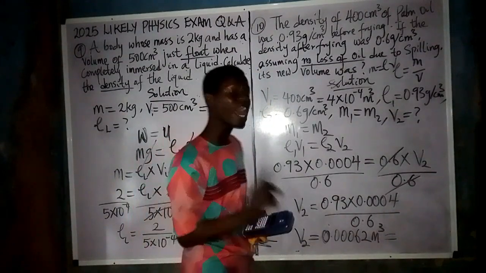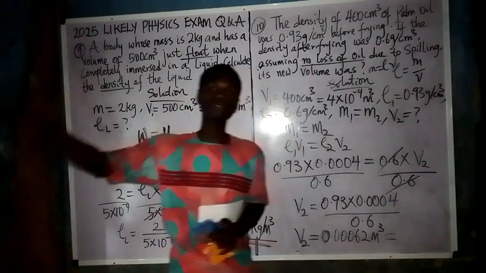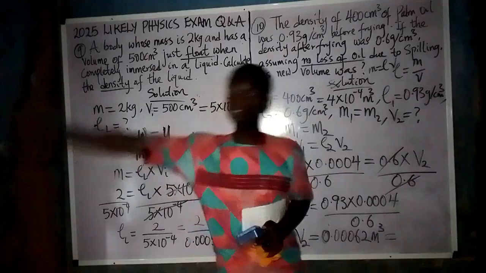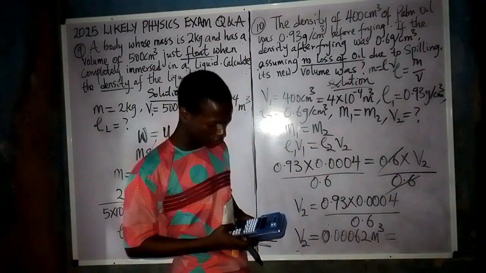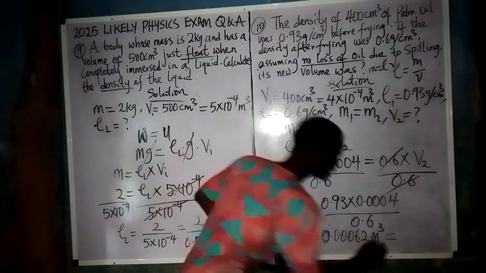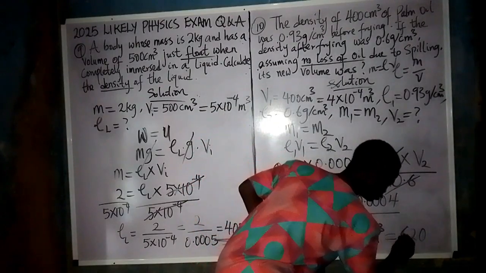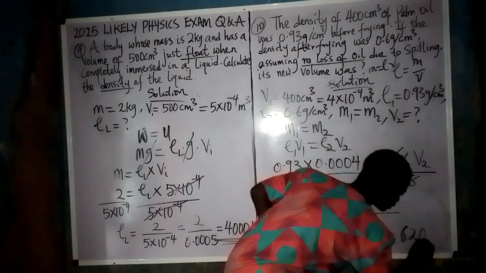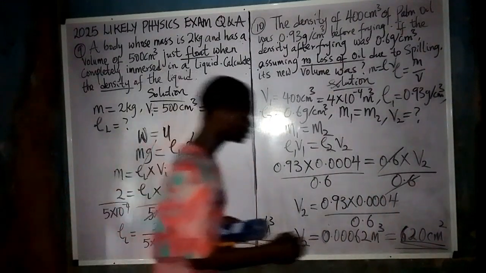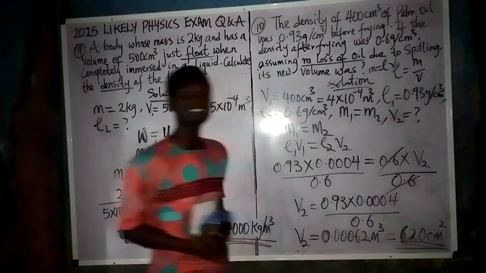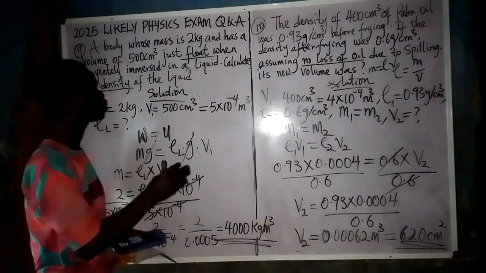Cm cube. How do you do that? From meter cube to cm cube. Remember, from cm cube to meter cube, we divide by 1 million. Now, from meter cube to cm cube, we multiply by 1 million. So let's now multiply our answer by 1 million. When we do that, we have exactly 620. And this is what you see in the option. You will see something like 500 cm cube, 600 cm cube, 620 cm cube. And the answer to the question is what? 620 cm cube.